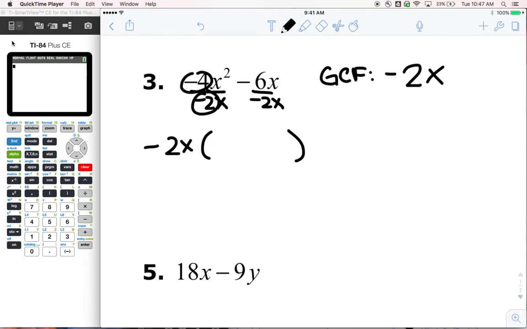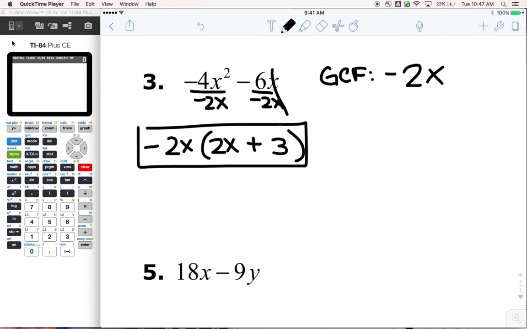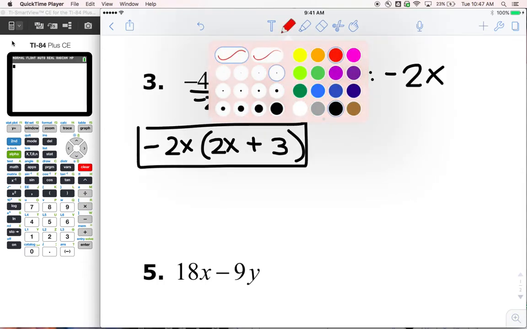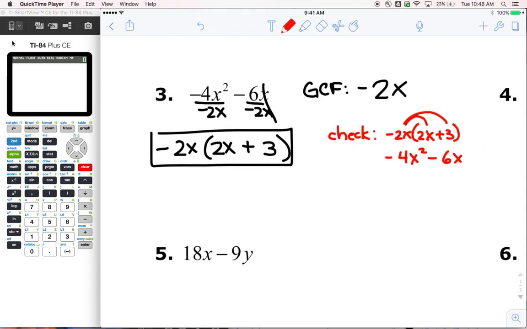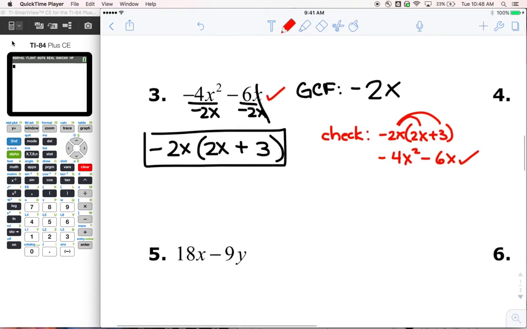Negative 4 divided by negative 2 is positive 2. And x squared divided by x, we just are left with x to the first power, or just x. These x's cancel and we get positive, right? Negative 6 divided by negative 2 is a positive 3. So here's my expression. And then, yes, you guessed it, we are still going to check. Got a negative 2x and 2x plus 3. If I distribute, I've got negative 4x squared. Negative 2x times 3 is minus 6x, and that is what I started with, so I'm good.